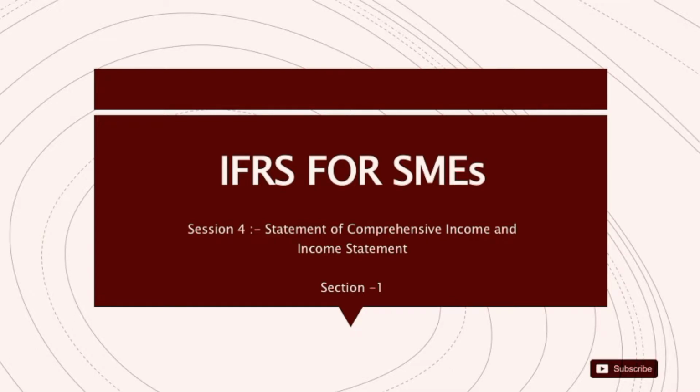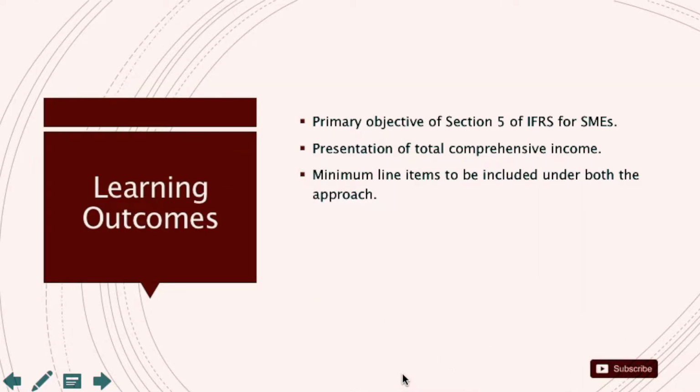So let's start. Learning outcomes. After completing this session, you will have an understanding of the primary objective of Section 5, the presentation of total comprehensive income, which generally specifies the different ways in which an entity can present a statement of comprehensive income. The third point would be the minimum line items to be included under both approaches. Same as the balance sheet, IFRS does not specify any format for the statement of comprehensive income. It just specifies the minimum line items. We will go through that in detail.